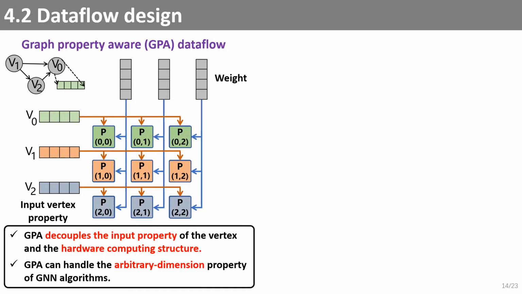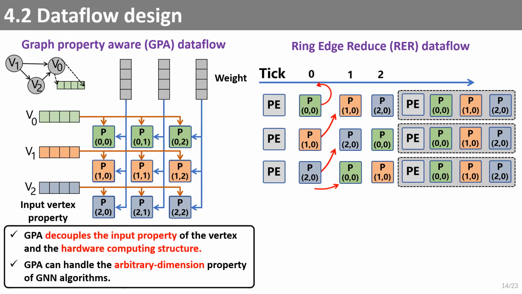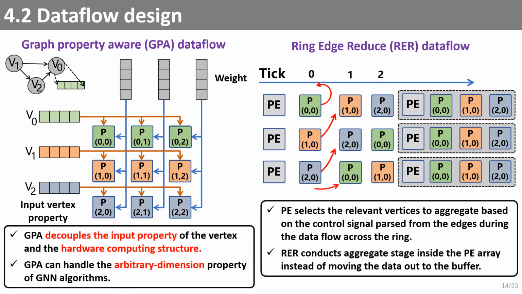The aggregate stage needs to aggregate the information according to the edge information. In order to reduce data movement, we propose the ring edge reduce aggregate data flow to conduct aggregate stage inside the PE-array. In this manner, a PE can select the target vertices to aggregate according to the edge information during the data flow across the ring.